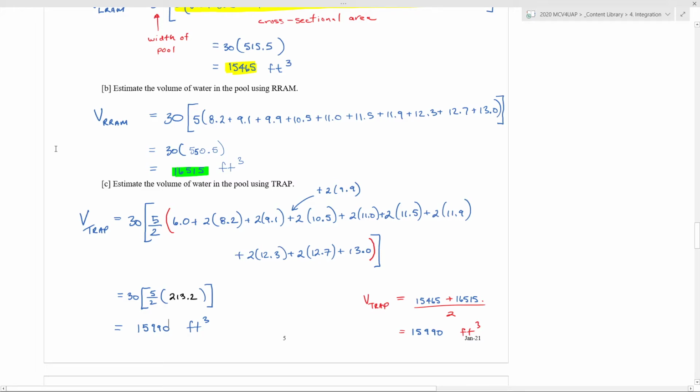Any other questions on this one? So that is now correct. I forgot this term in here, which I've now added, so it all works out the way it should. Next question.